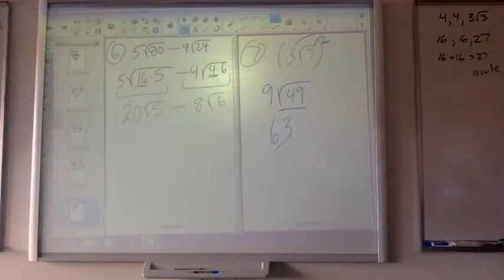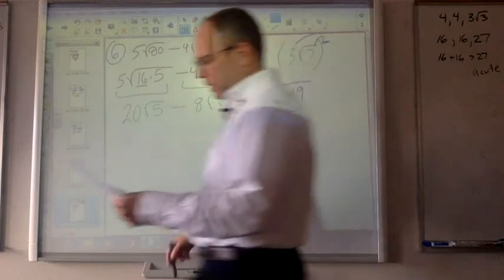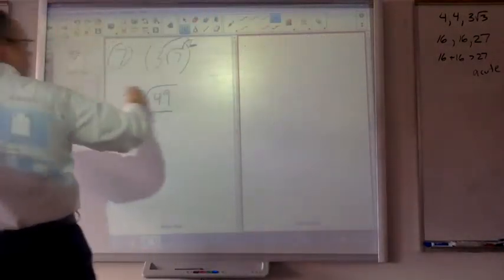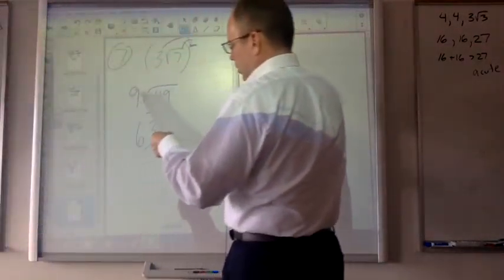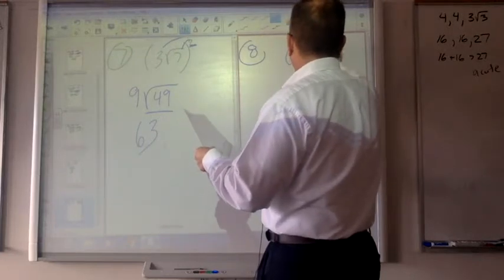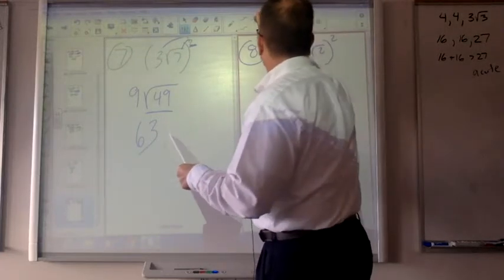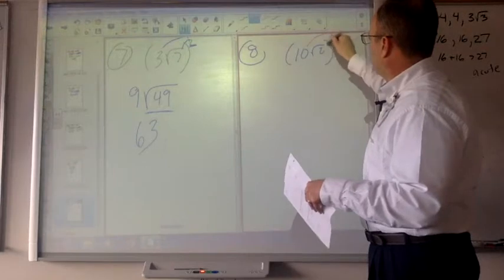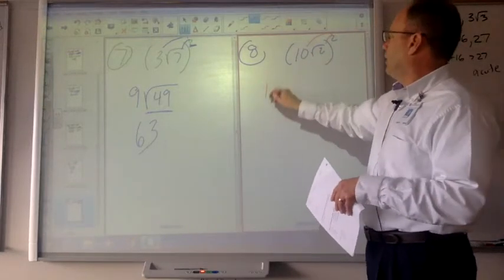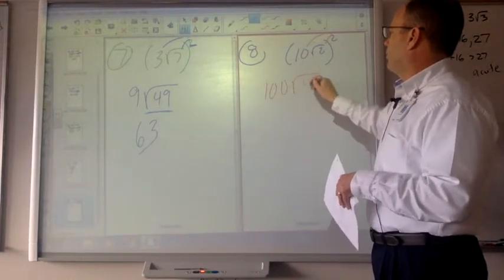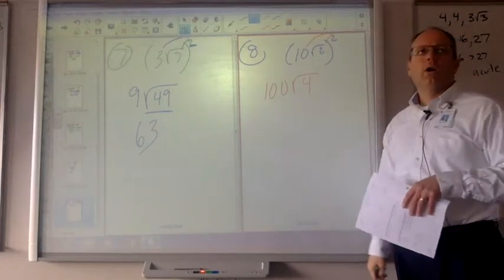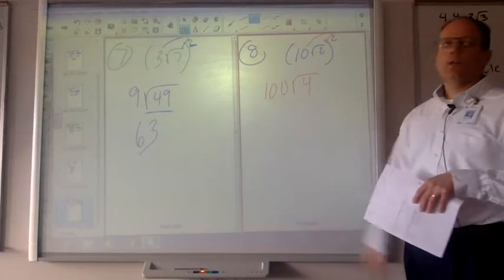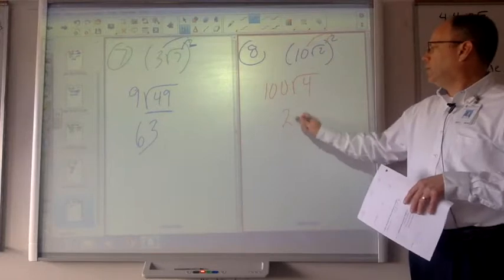Sound good? Number 8, can I go to that? Hey, how many 10 root 2's am I multiplying together on number 8? 2 of them? All right, so that comes here and that comes here. 10 squared is 100. Root 2 times root 2 is root 4. What's the square root of 4? 2. What's my answer? 200. Love it. Okay.